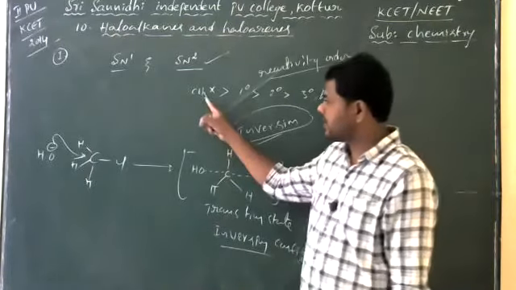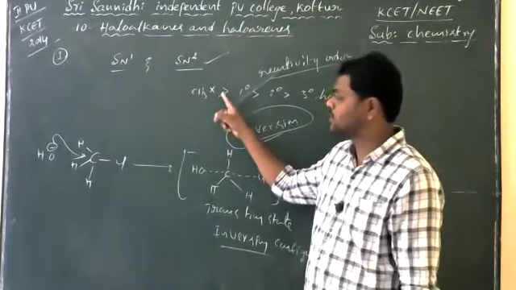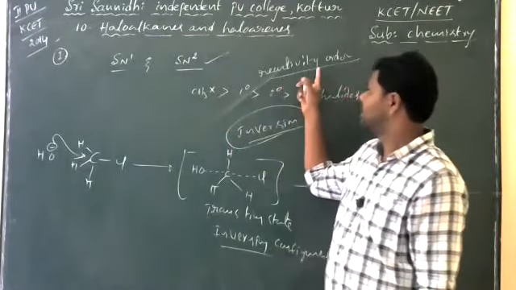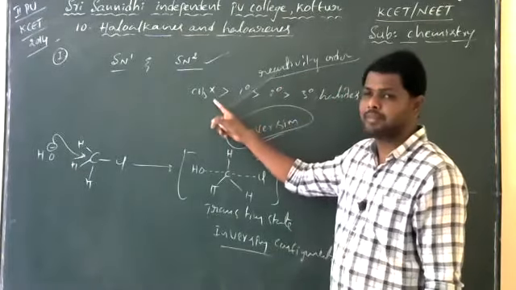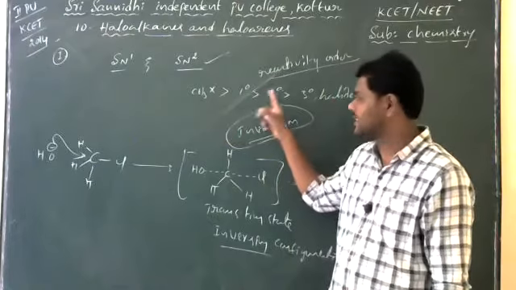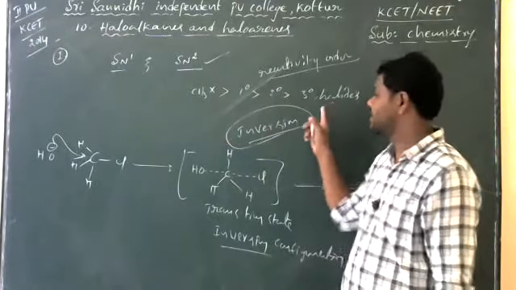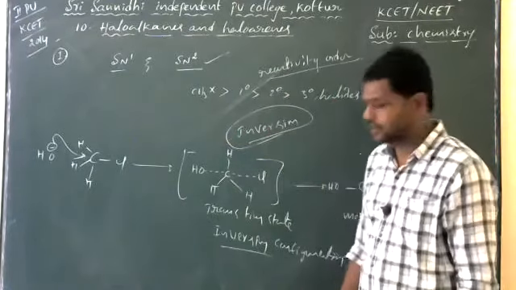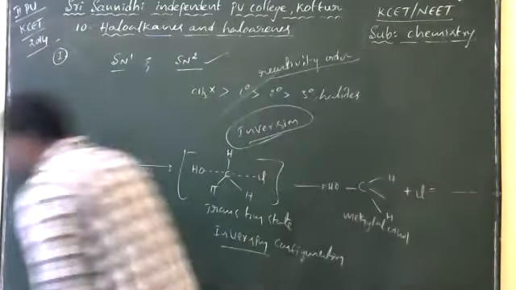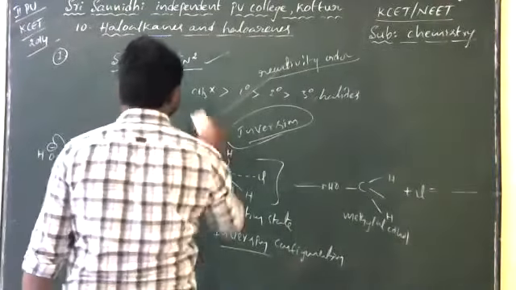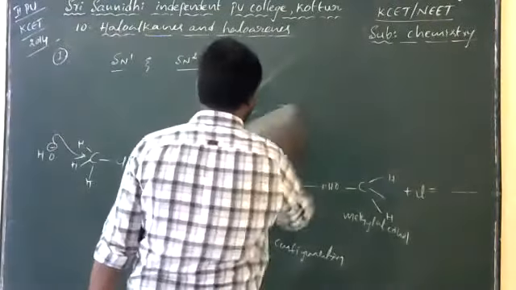So the reactivity order of alkyl halides towards SN2 is: methyl halide first, then primary halides, then secondary halides, and tertiary halides show no reaction here. Why are tertiary halides less reactive? Let us see.